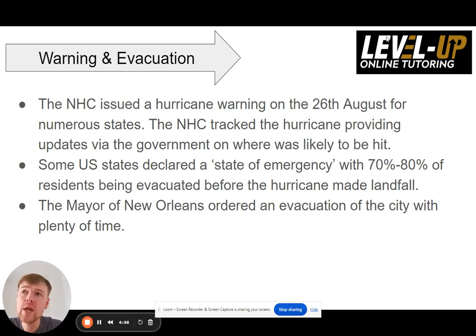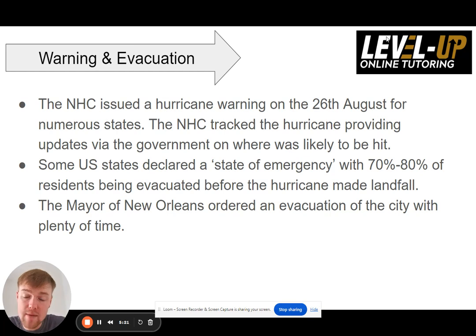If you're in a country whereby you don't have that, then you're going to struggle to get in touch with people. If you can send a warning out on a phone, if you can send it out via radio, television, email, whatever it might be, you're going to reach more people, and therefore you're more likely to reduce some of those impacts. Some US states declared a state of emergency, with 70 to 80% of residents being evacuated before the hurricane made landfall.